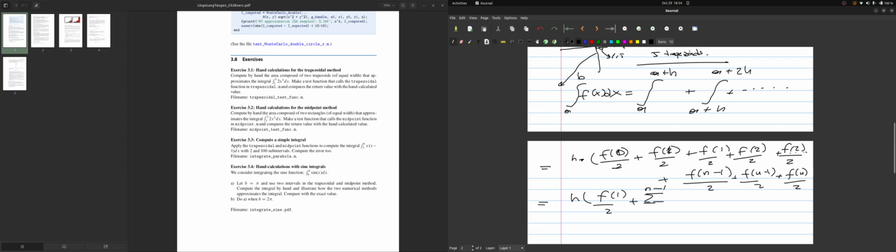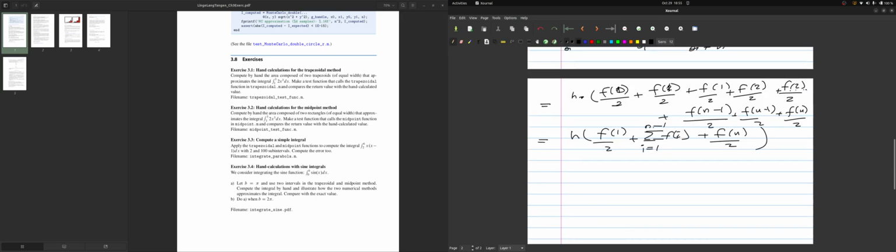I starts from 1 until n minus 1, which is f_i plus f_n over 2. So this is the general formula. As you can see, we will have an algorithm where the first value will be the result, which will have f_a, where a is the starting point.